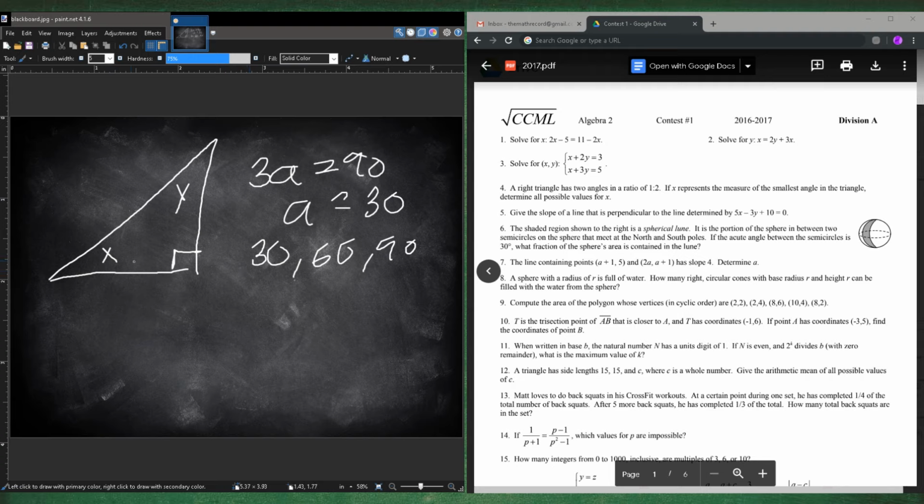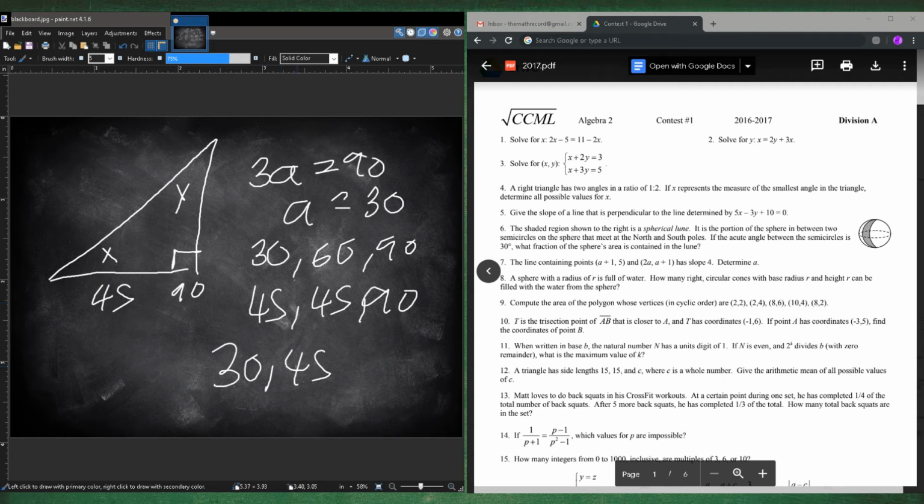And now if it's like this to this, since this is already 90 and these two are a 1 to 2 ratio, then technically this would be 45. So this will also be 45. So there'd be 45, 45, 90. So the two smallest are 30 and 45. And that's your answer. It's 30 degrees and 45 degrees.